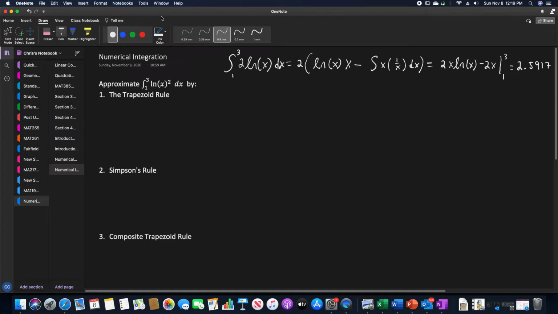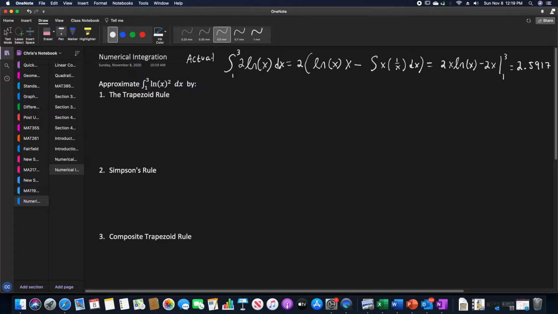Going to go over multiple numerical integration approximation formulas. And I want to approximate for this the integral between 1 and 3 of the natural logarithm of x squared dx. And I have the actual answer here on the top.